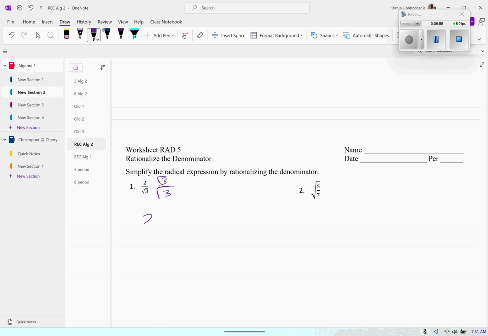Multiply top and bottom by root 3, so I'm going to get 2 root 3 over root 9, which is 3. Those don't reduce. It's done. Multiply top and bottom by root 7, so root 35. That does not break down to any perfect squares. That's going to give me root 49 on bottom, which is just 7.